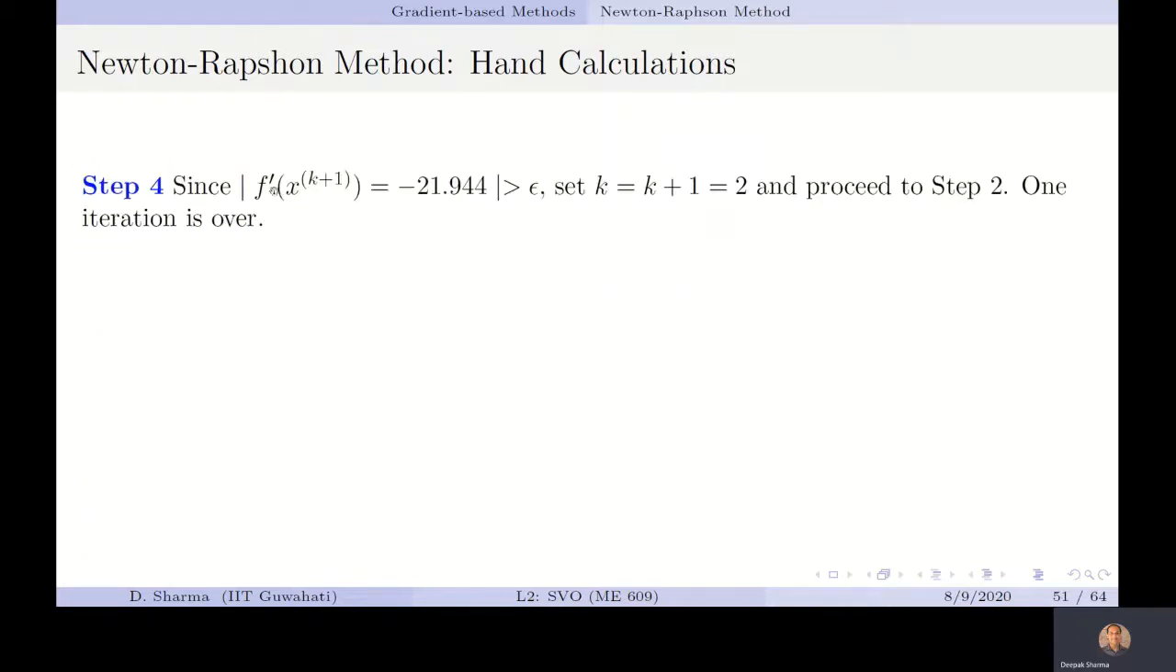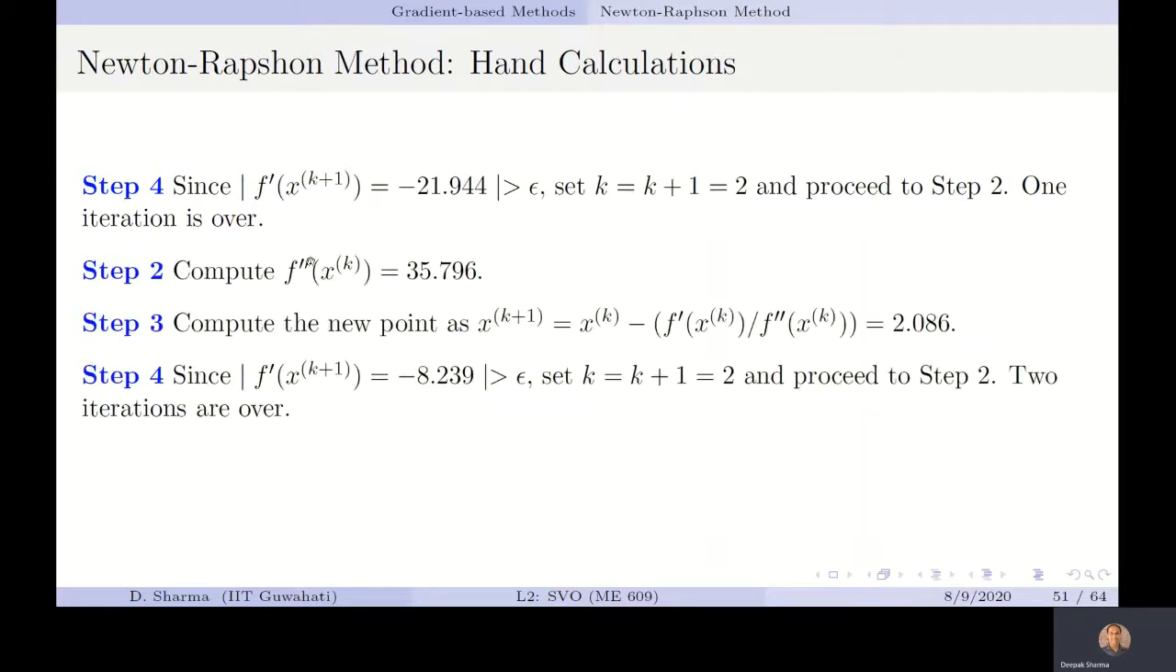Afterwards, we check the termination condition. When we see the derivative at the new point, the derivative at the new point is minus 21.944. We take the modulus, and we know that this value is quite high compared to 10 to the power minus 3. So we will not terminate. We will increase the counter k by 1 and proceed to step number 2. Here, the first iteration is over.